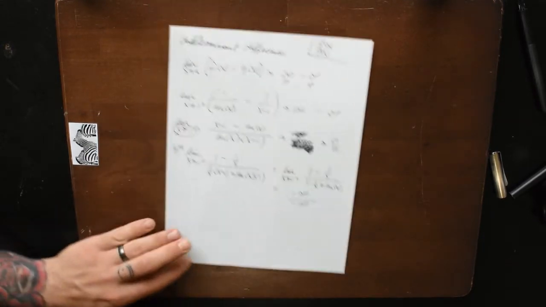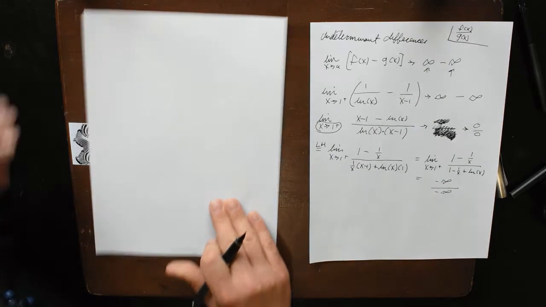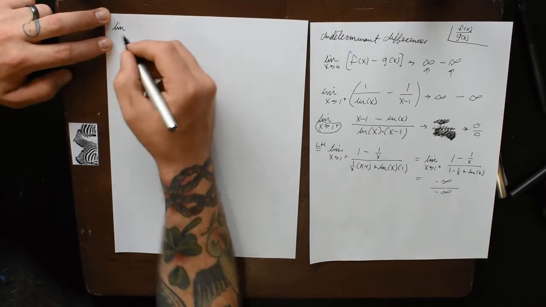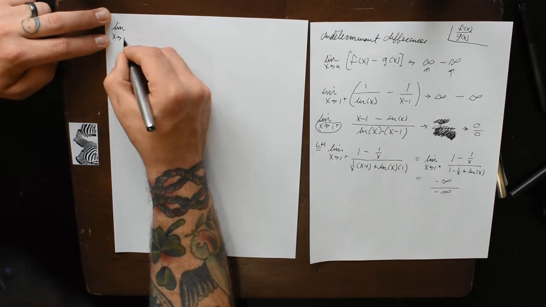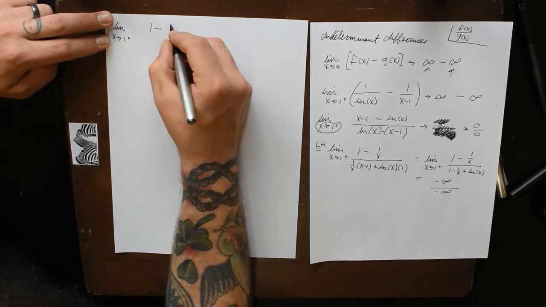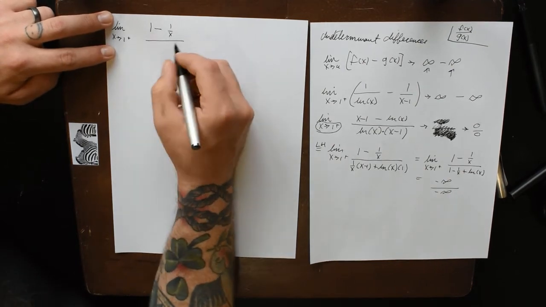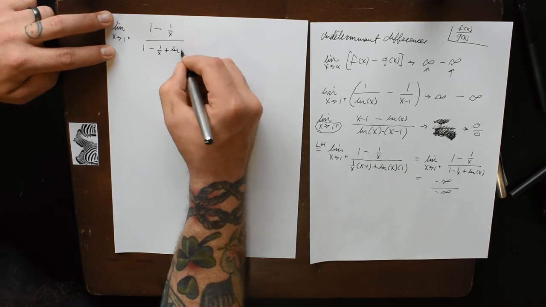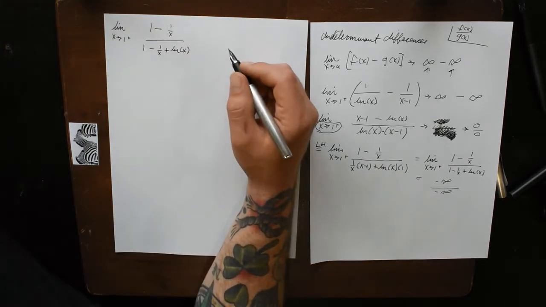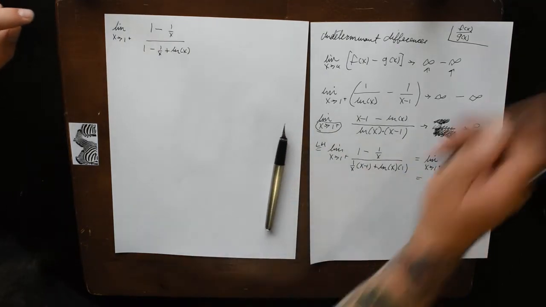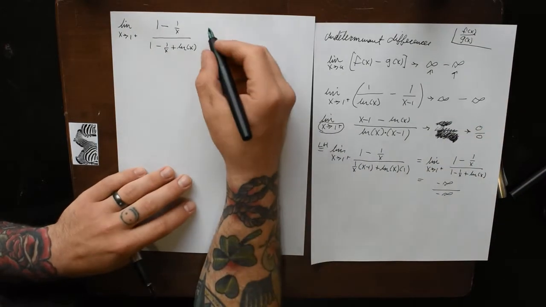I don't want to crowd myself too much, so let's say the limit as x goes off to 1 from the right of 1 over 1 minus x divided by 1 minus 1 over x plus the natural log of x. Perfect, so before we apply L'Hopital's rule, let's multiply top and bottom by an x.